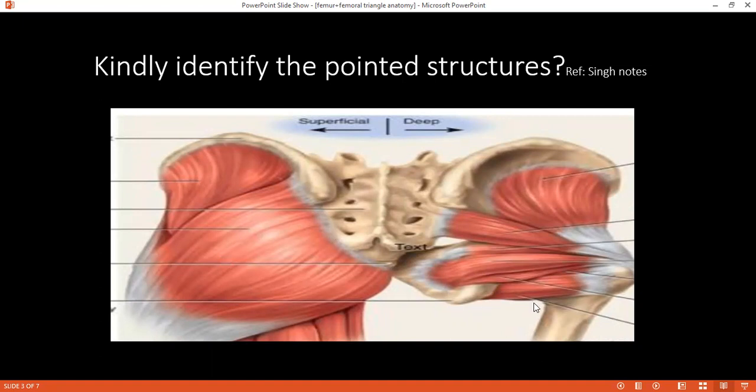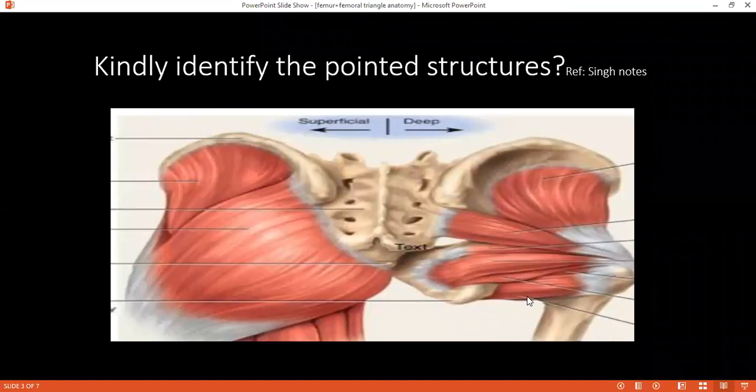Can you please identify this muscle on the deep side? Here, my arrow is the lowermost muscle. Can you please identify it? And kindly tell me the origin and insertion of this muscle. Sorry, ma'am. It's called quadratus femoris. Can you please tell me the origin and insertion? Do you remember?